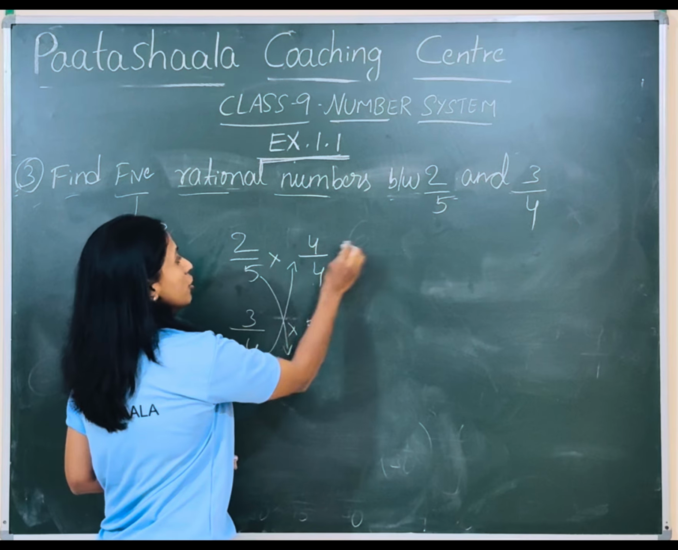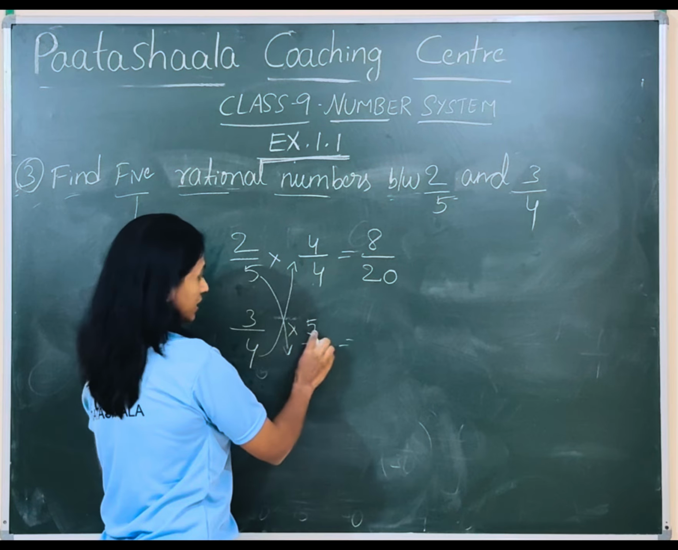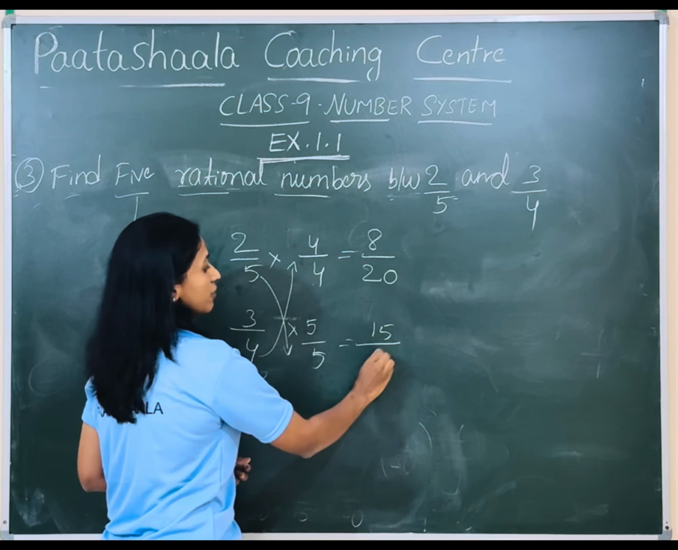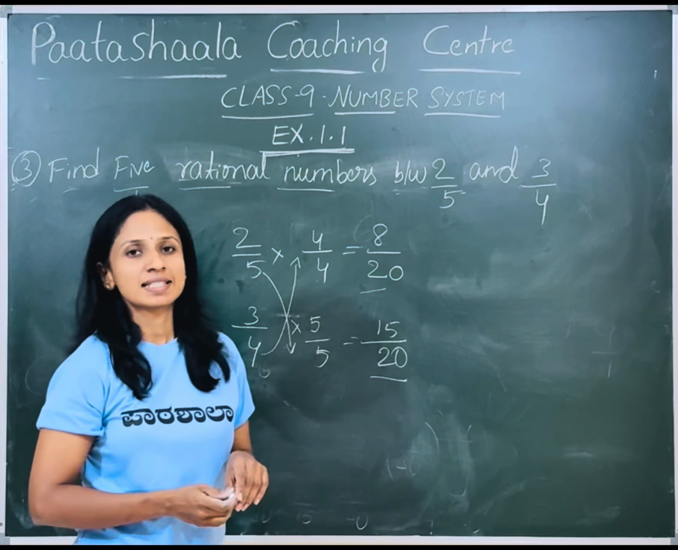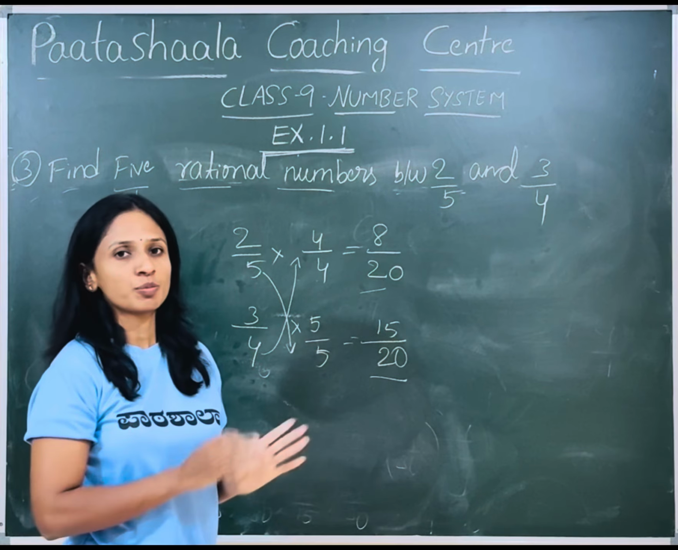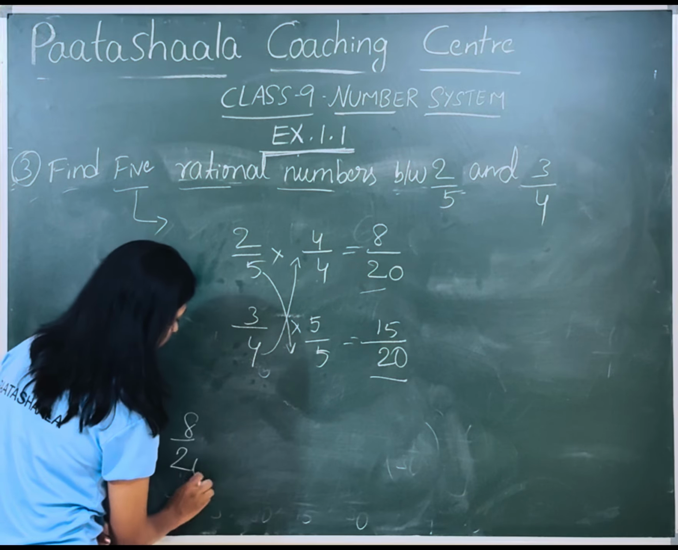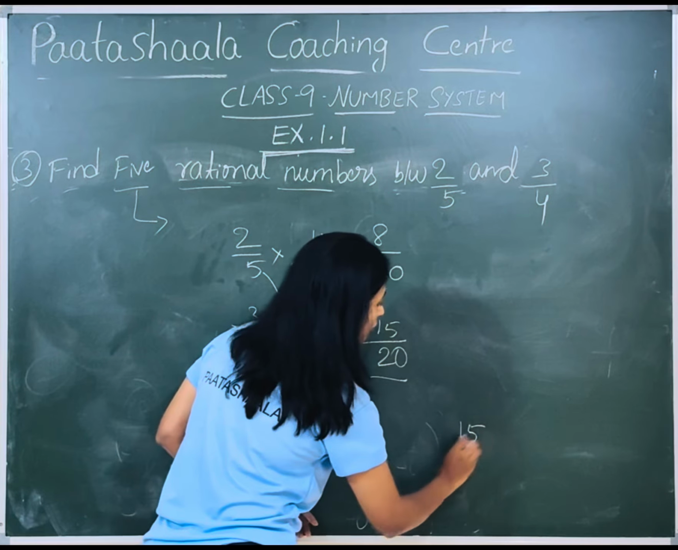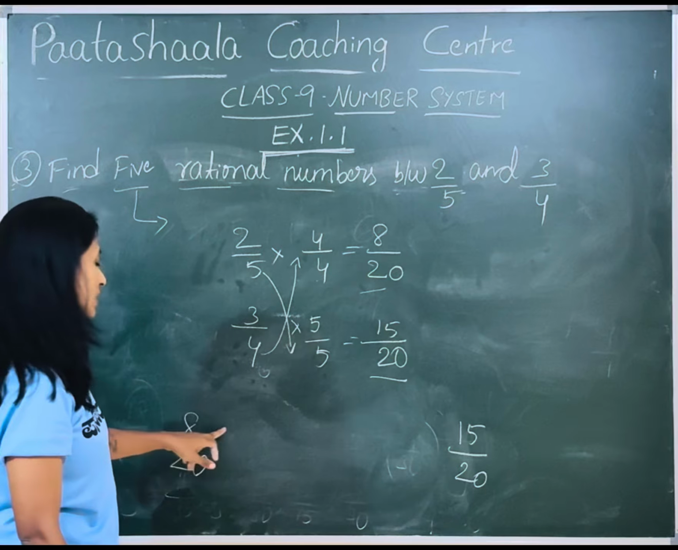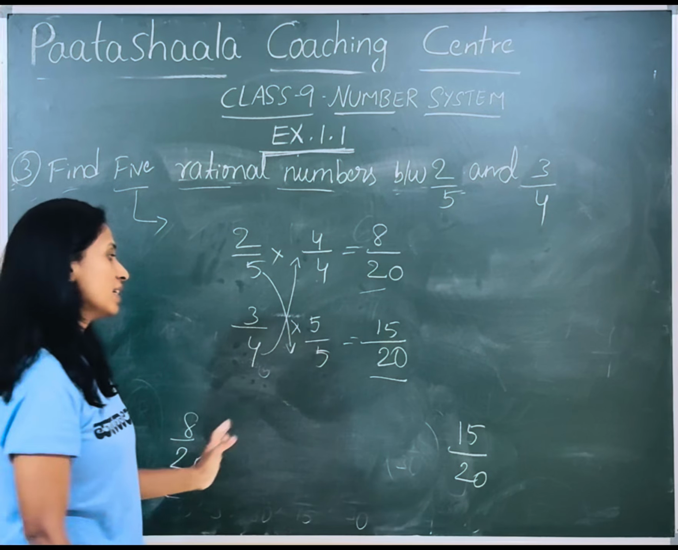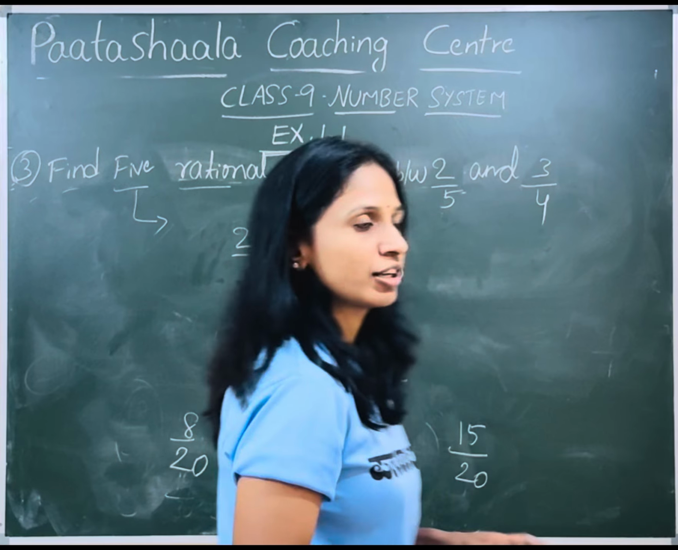So what will we get? 2 4s are 8, 5 4s are 20, 3 5s are 15 and 4 5s are 20. Now the denominators become the same. So now we can write the rational numbers between these two numbers. The first number is 8 by 20 and the last number is 15 by 20. So we can write the numbers between these two, that's 9 by 20, 10 by 20, 11 by 20, until 15 by 20. So this is in the case of different denominators.